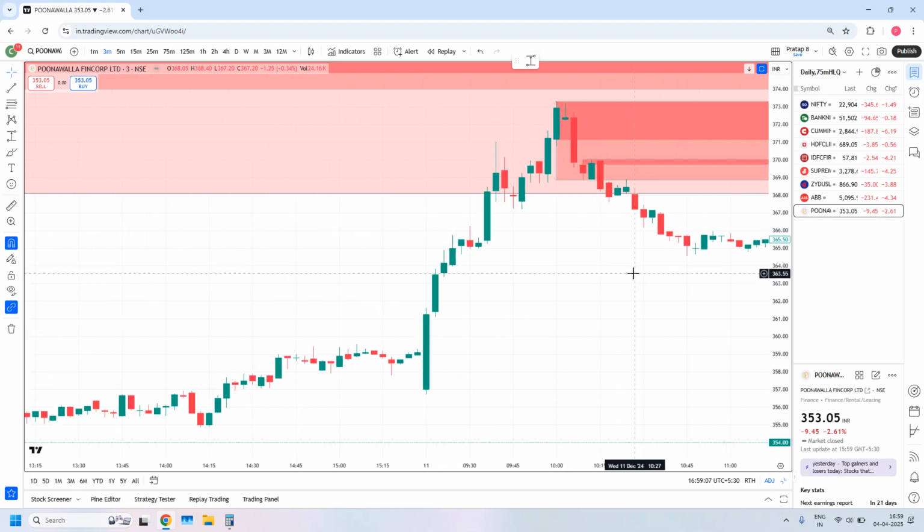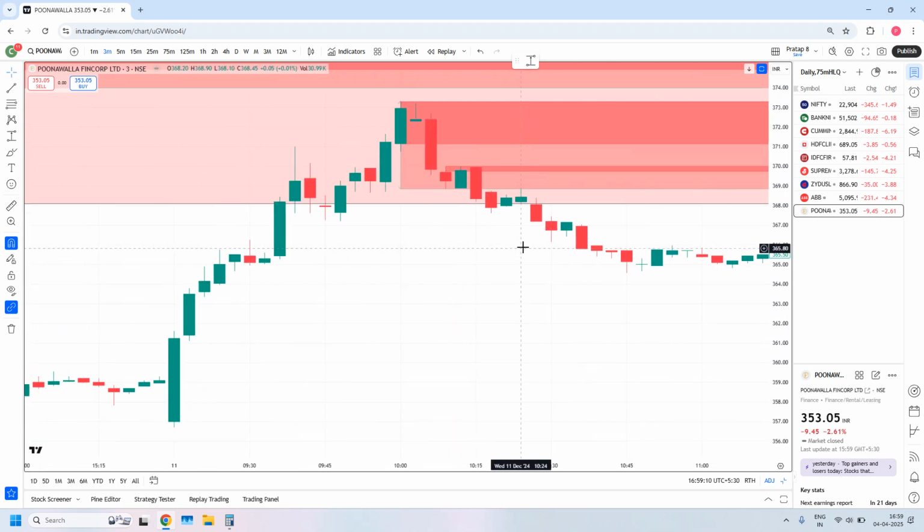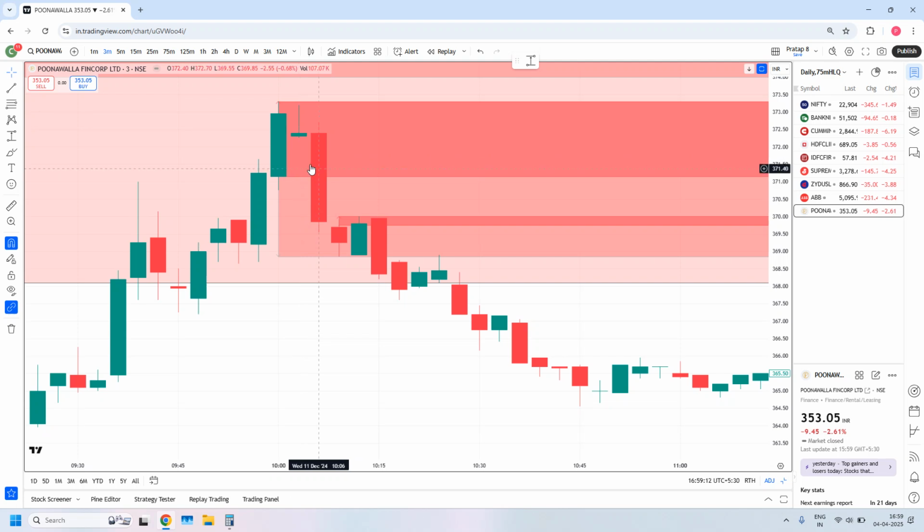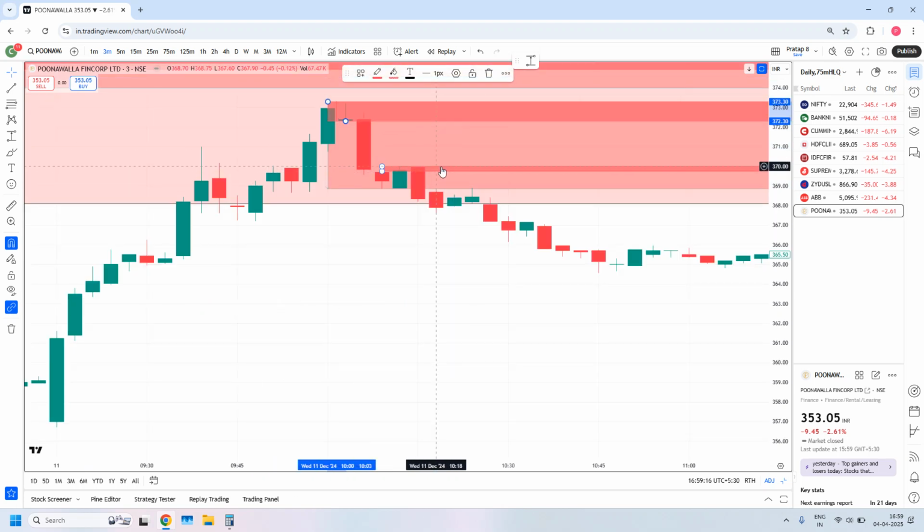Is it a TradingView problem or my mouse problem? Okay. Now you see rally, base, drop. This is the way you can draw now. It's perfect, right? Risk is managed. This is the actual institutional order flow. This is 3 minutes and this is 5 minutes.